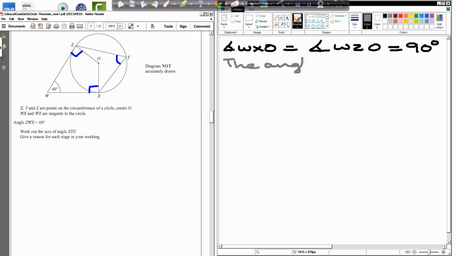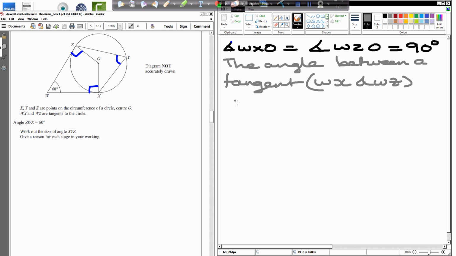The angle between a tangent. Now the tangents here are WX and WZ, so put that in brackets. The angle between the tangent and the radius. The radius is OX and OZ. The radius is always drawn to the point of contact, is a right angle.